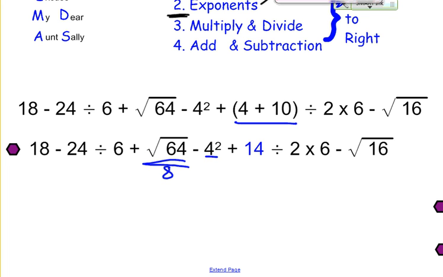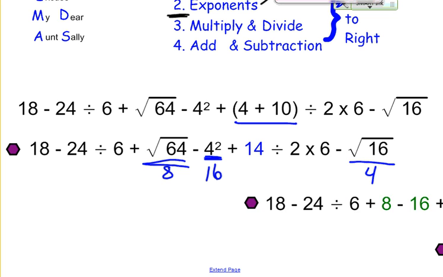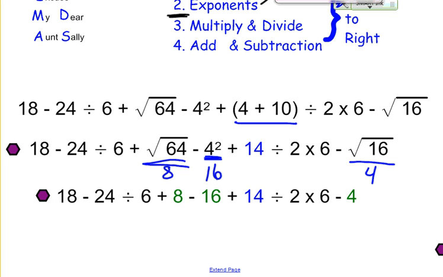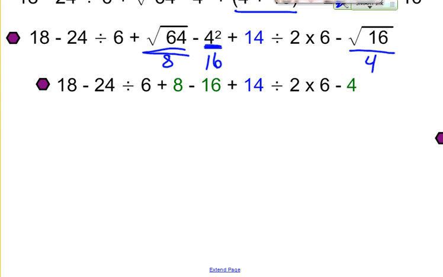And then we want to deal with this idea, 4 squared, that's a 16. And then we have this last idea, which is the square root of 16, which is a 4. And you can see how all that stuff fits in right there, just like that. All right. Okay, so now we're on to step 3.